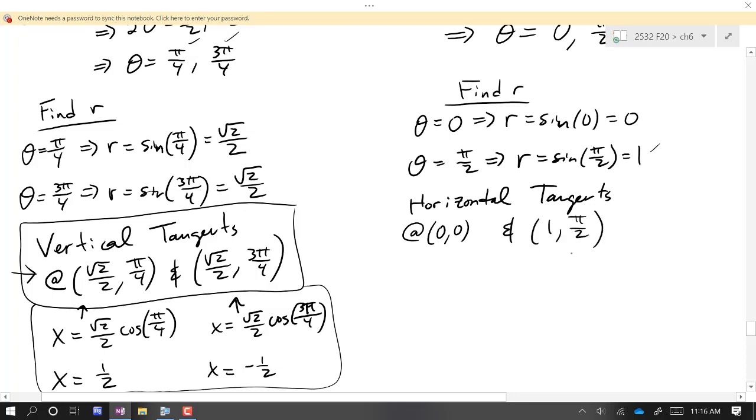And again, you could use y equals r sine theta to get the equations of the lines. We get y equals 0 and y equals 1.